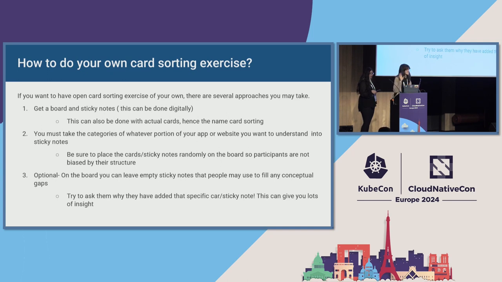And for the second step, you just write down whatever categories or pieces of information you want to understand onto the sticky notes. And this is actually a very important part. When you're placing those sticky notes on the board, be sure to place them randomly. Otherwise, you're biasing the way you want people to place the sticky notes. You don't want to indicate how you think it should go.